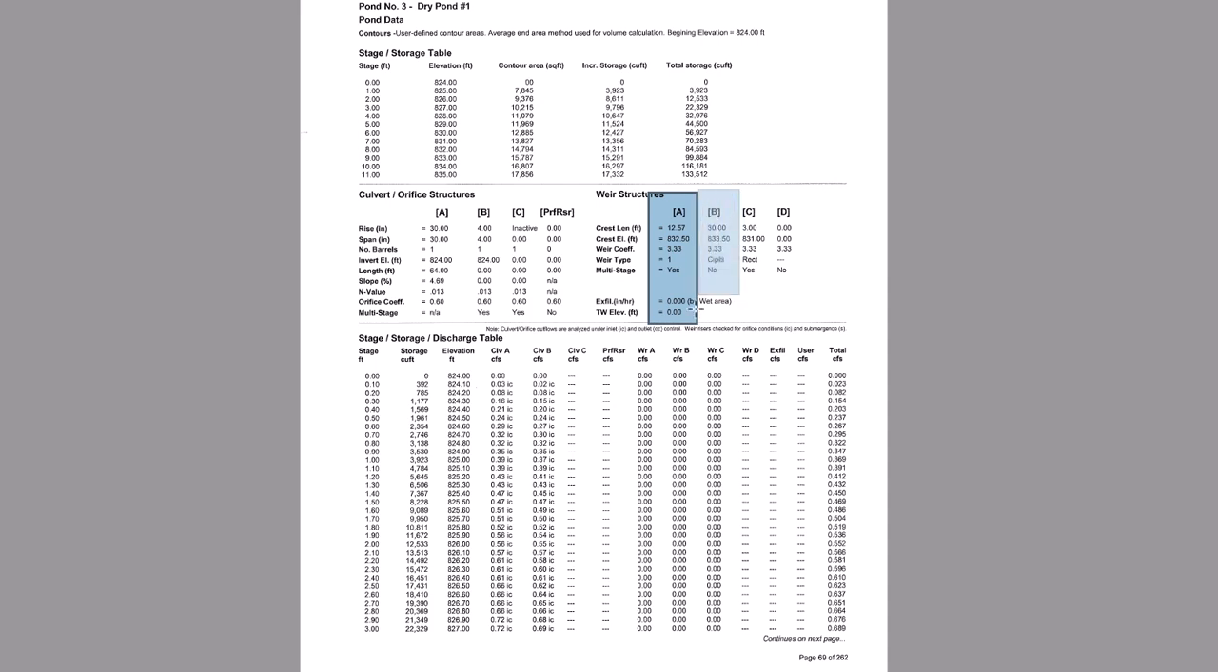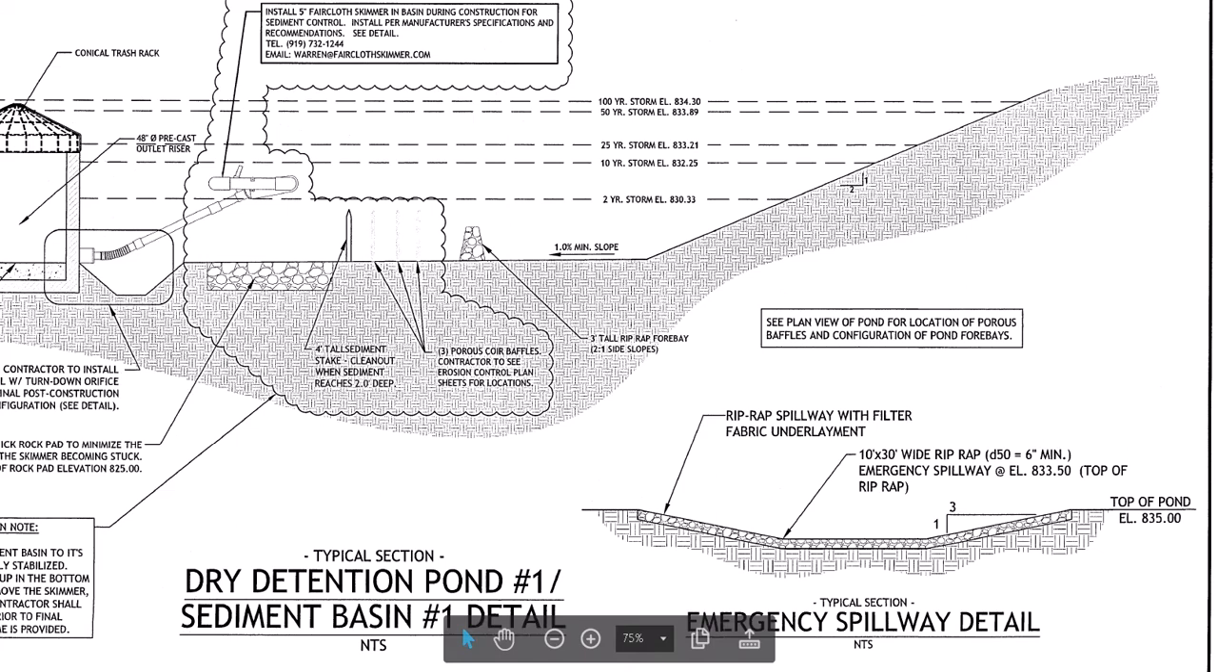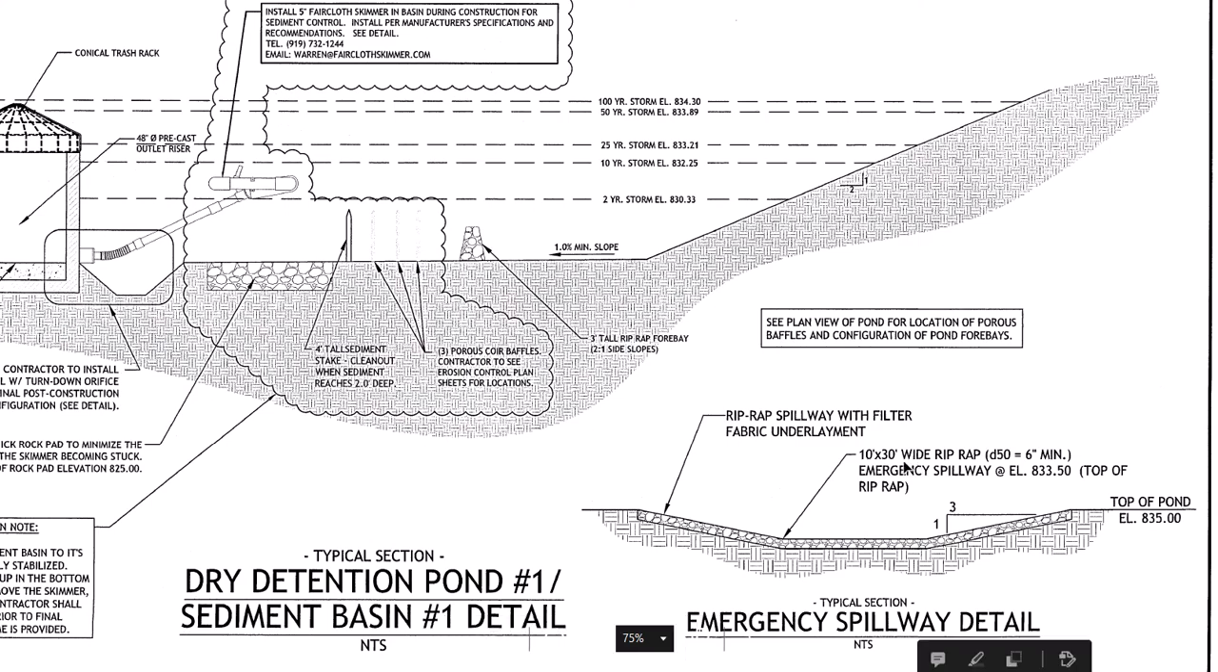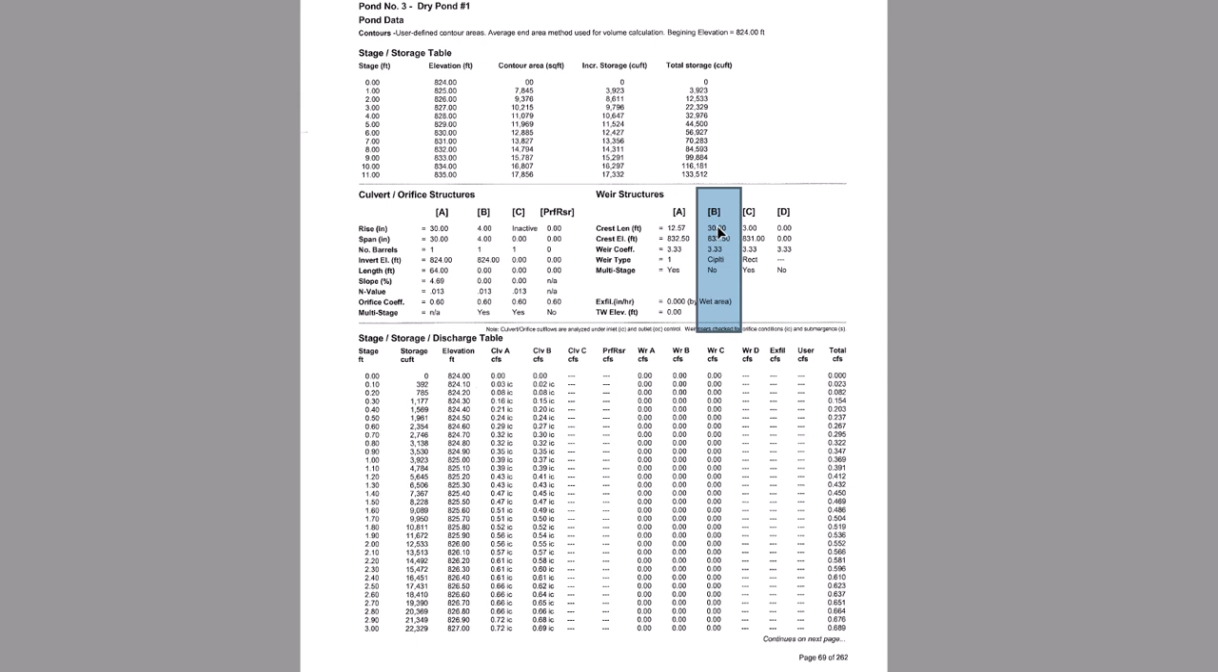so moving on, the next thing to review here is B, and that again, that's the emergency spillway. So now looking at the detail for the emergency spillway, it's shown as 30 feet wide at a bottom elevation of 833.5, and the bottom elevation is typically defined as the top of the rock, which is shown here. 833.5, and it's 30 foot wide, so the emergency spillway is designed correct.